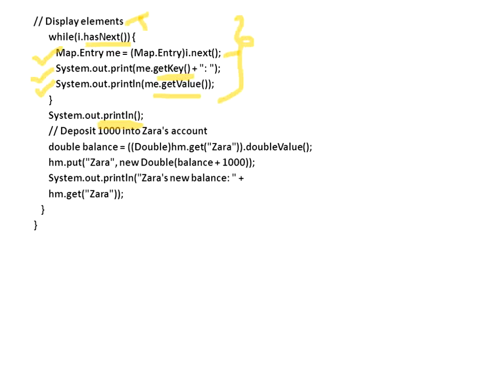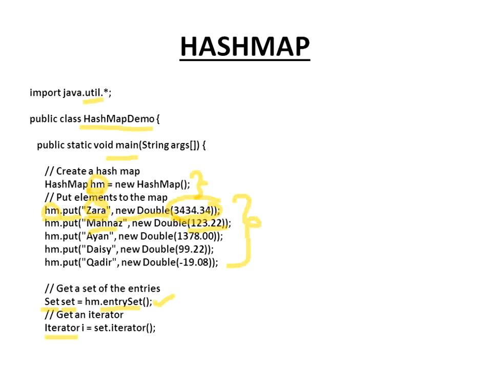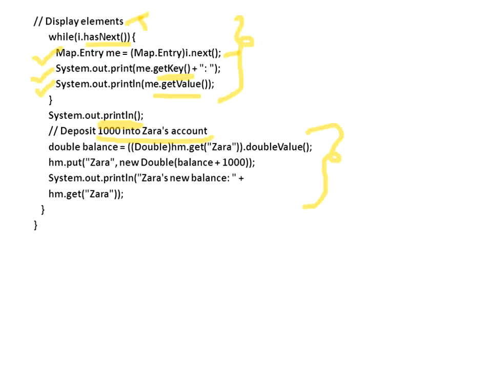Now if you see this code, in this code we will deposit 1000 into Zara's account. So here we have Zara, and in her account an amount of 1000 is added. So you have balance plus 1000, and then System dot out dot println Zara's new balance, and then dot get Zara.